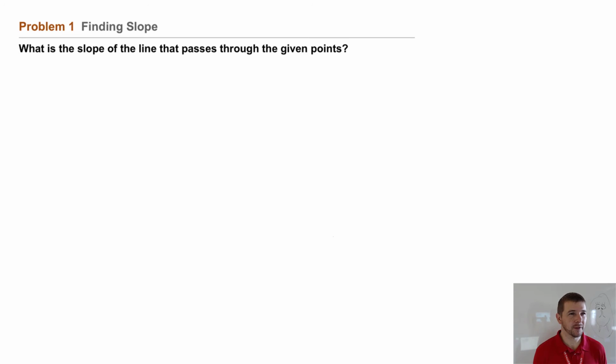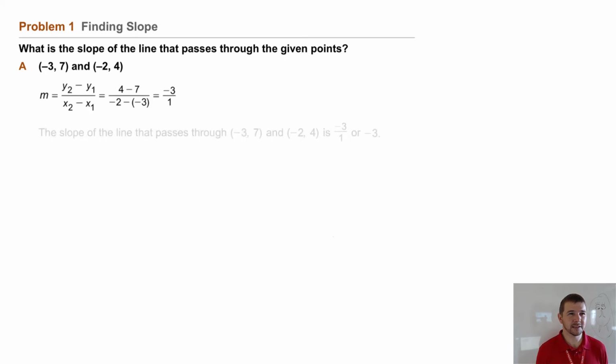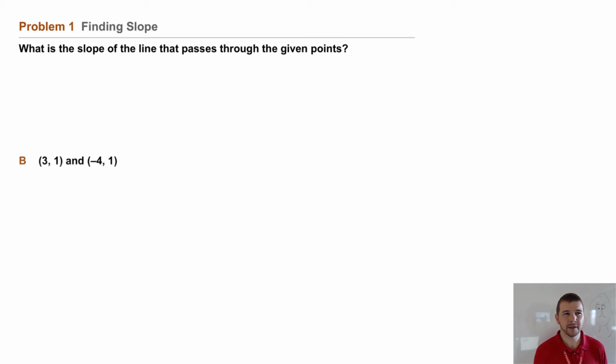Problem 1, finding slope. What is the slope of the line that passes through the given points? Part A, negative 3, 7, and negative 2, 4. Well, consider our slope formula. Slope, often represented with m, equals y2 minus y1 over x2 minus x1. And in this case, that's 4 minus 7 over negative 2 minus negative 3, and that's negative 3 over 1. So we can say the slope of the line that passes through negative 3, 7 and negative 2, 4 is negative 3.